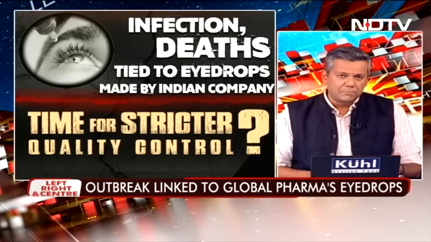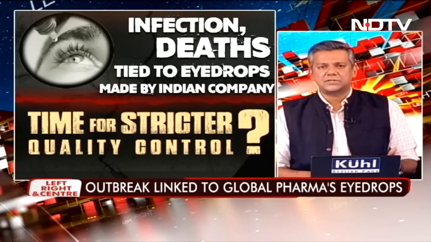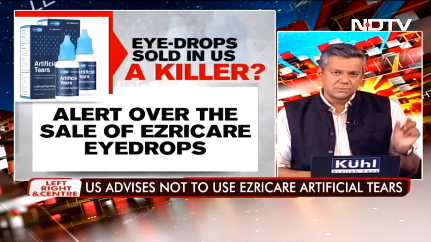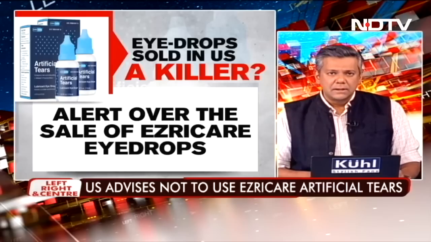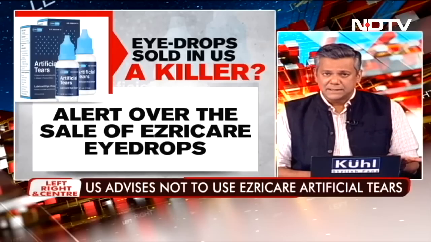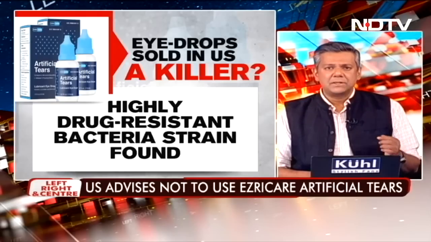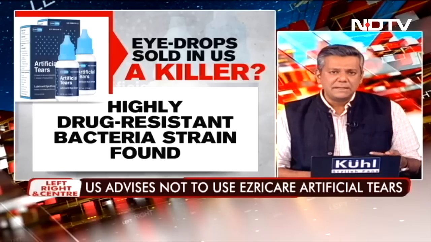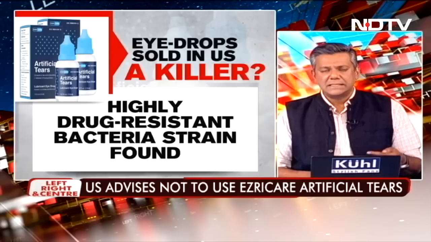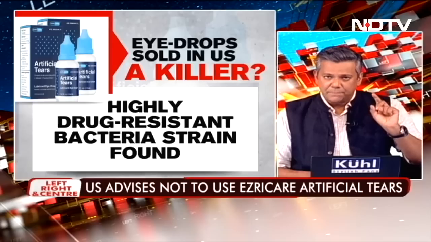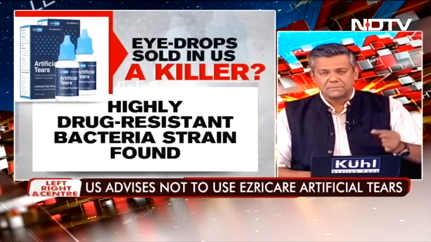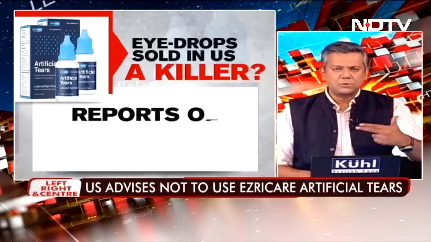have not been compromised. Now, the drug in question is called Ezricare. That's what it's called in America. It's an over-the-counter eye drop which was sold in America. Tests done by the US regulators indicate the presence of an extremely drug-resistant bacteria in samples of opened bottles of Ezricare. I might again repeat, the bottles were opened, right? And that's important. And we'll come to why.